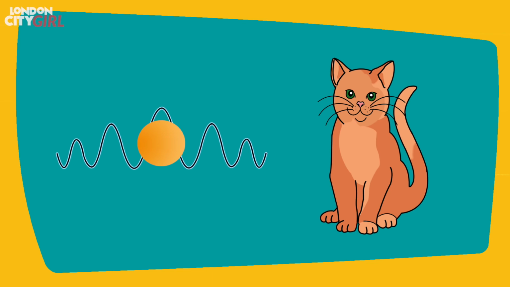But why do we see evidence of wave-like behavior from particles and not cats? After all, cats are made up of particles. Well, the reason is, the bigger the object, the smaller its wavelength, and at the size of a cat, the wave is simply too small to be detected.